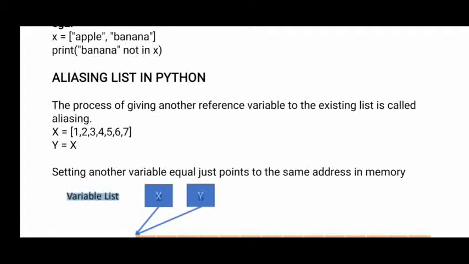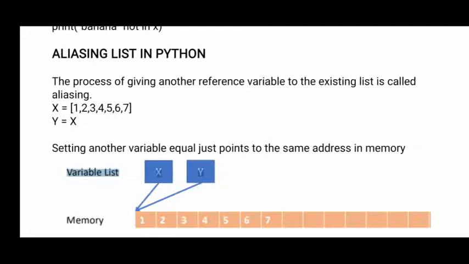The next one, aliasing. Aliasing is nothing but giving another name to an existing list. Okay, so giving a reference to the list. One list is already there, and to that you are giving one more name. Then that is called aliasing. Okay, so here you see the definition. The process of giving another reference variable to the existing list is called aliasing.